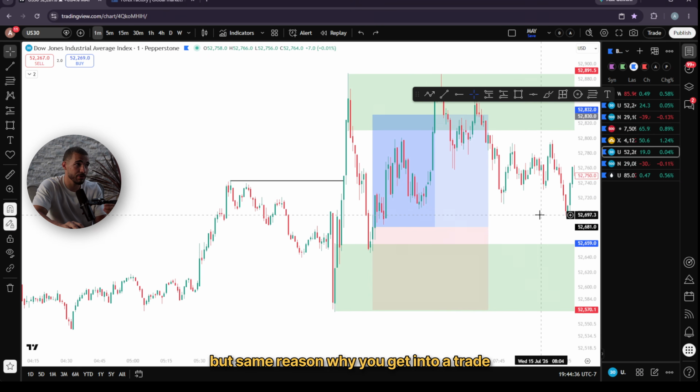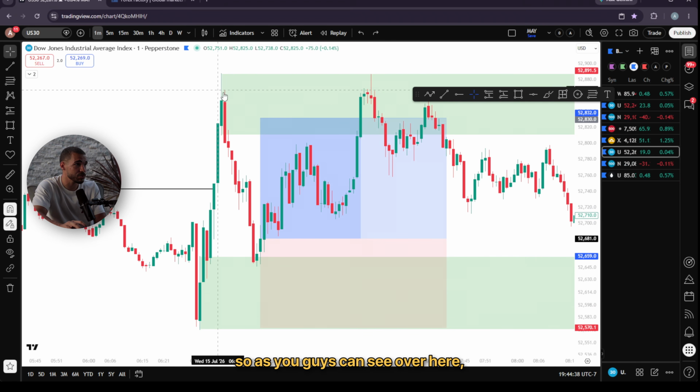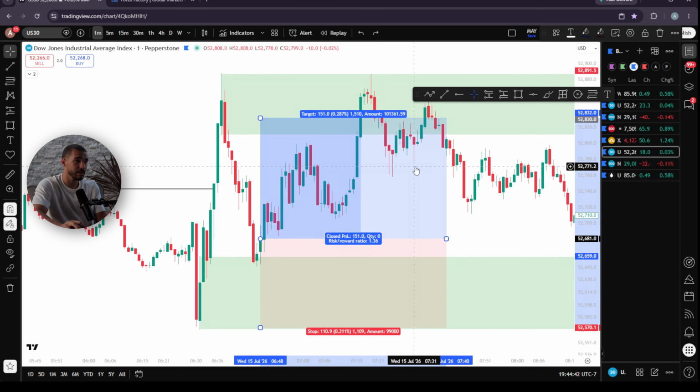But the same reason why you get into a trade should be the same reason why you get out. So as you guys can see over here, we had bullish, indecisive, and then a bearish below the 50, leading me to get out of that trade right there, securing my profits. Because at the end of the day, all we want to do is maximize our chances of winning, right? Nothing in this industry is given. It's not like the longer you're in a trade, the more you're guaranteed to make. It's so different from traditional jobs, that we actually have to continuously maximize what we're doing.